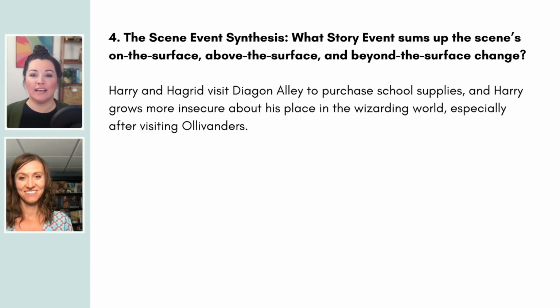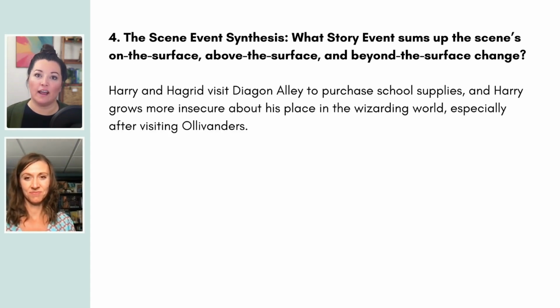Yeah, so here we said Harry and Hagrid visit Diagon Alley. So this is the OTS on the surface: to purchase school supplies, and Harry grows more insecure about his place in the wizarding world. That kind of wraps up the ATS, right? His goal or objective is to get school supplies. He's feeling insecure about it. And then especially he's growing more insecure, especially after visiting Ollivanders. So it grabs all 3 of those things and shows what's the core bit of the scene. Why is it important? Why does it matter?